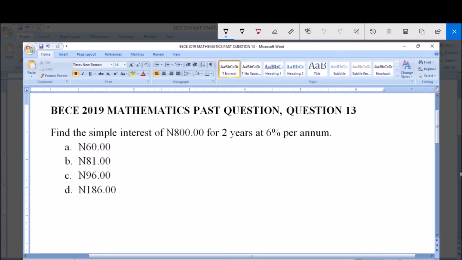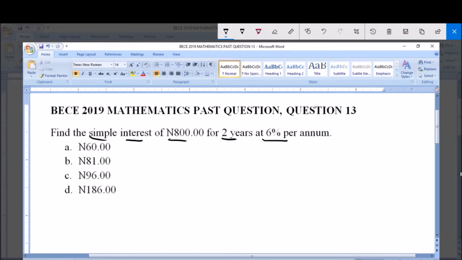Today we're going to be dealing with BECE 2019 Mathematics Past Question, question 13. Find the simple interest of 800 naira 00 kobo for 2 years at 6% per annum. A: 60 naira, B: 81 naira, C: 96 naira, and D: 186 naira. So we have to find the simple interest of 800 naira for 2 years at 6% per annum.